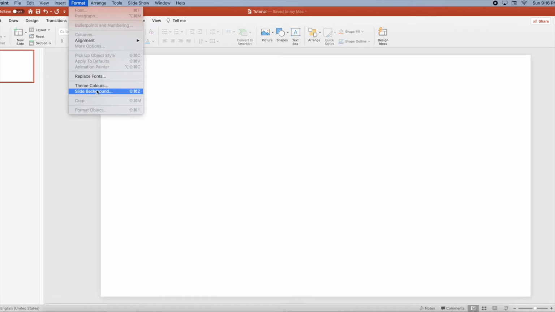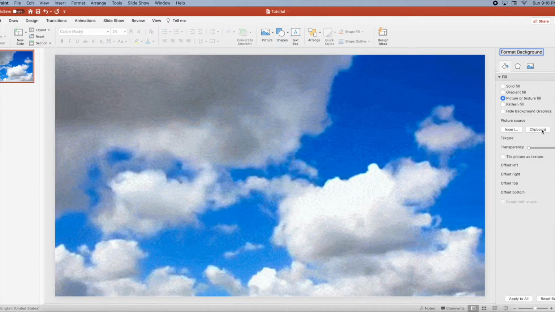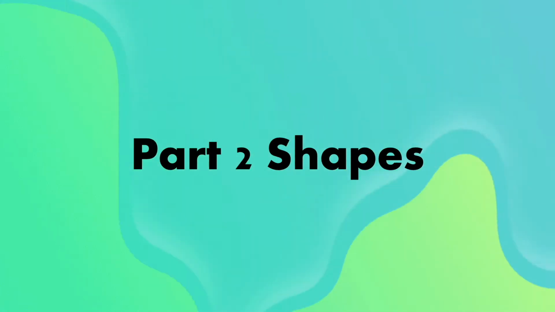I'm going to click on Format Background and this pops up. I'm going to click on Picture or Texture Fill. Under Picture Source, I'm going to choose Clipboard. Now, you will remember that I have the picture of the Louvre in my clipboard. Let's see what happens. Great! Now your slide background is the picture of the Louvre. We have just completed part 1, making the slide background. We are going to put that aside and head on to part 2, shapes.